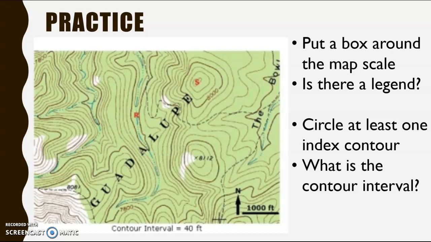Put a box around the map scale. It's there. It's usually written on the map. It kind of tells you the difference between one line and the next.